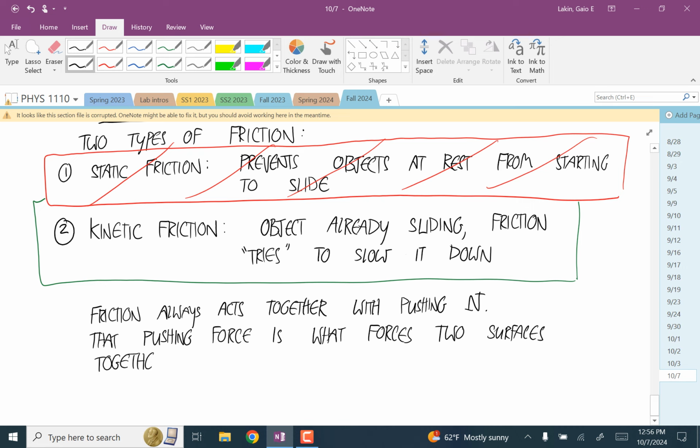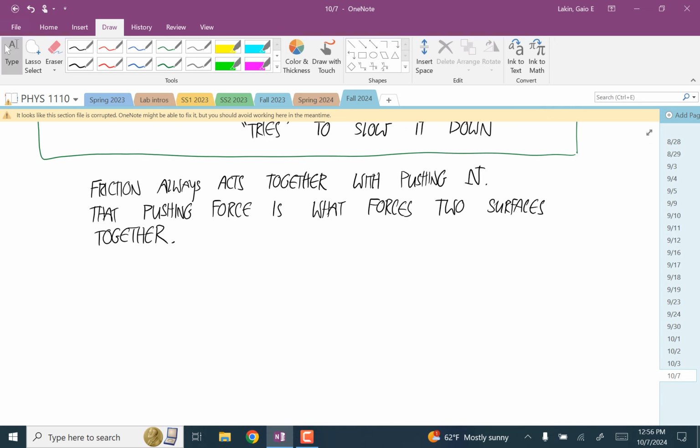Okay, so with friction, it's a little different than the other two. I'm going to tell you the direction of the force, but I'm also going to tell you something about the magnitude of the force. So the direction of a friction force is always the opposite direction of the velocity.